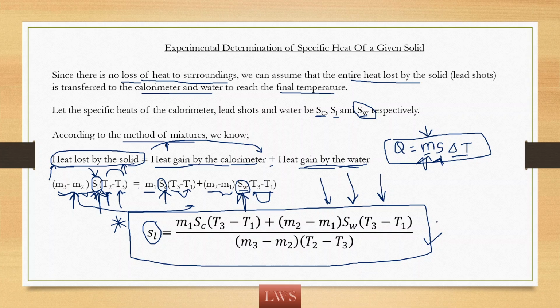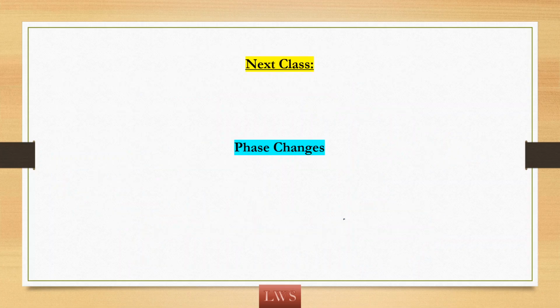Guys, this is a most probable question from the heat chapter for your public examination. This is a most frequently asked question and very important as well as very easy. So go through it. Each and every word is very important. If you are having any doubts, let me know in the comment section. I'll clarify every one of your doubts. So this is our final expression from which we can calculate the specific heat of our unknown solid material, that is lead shot. That is all for this class, guys.